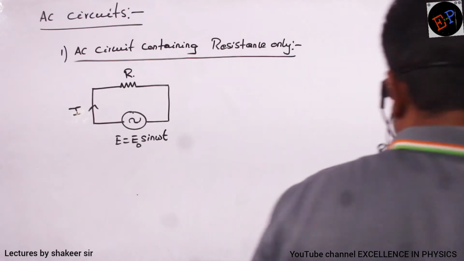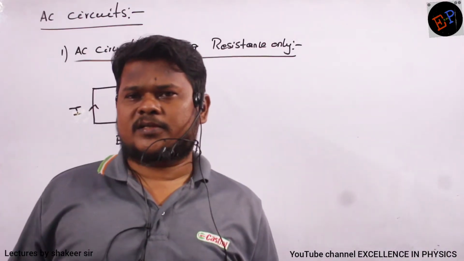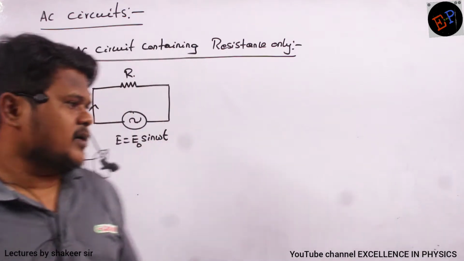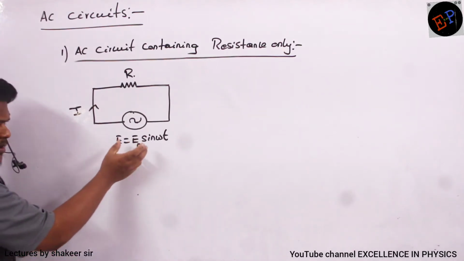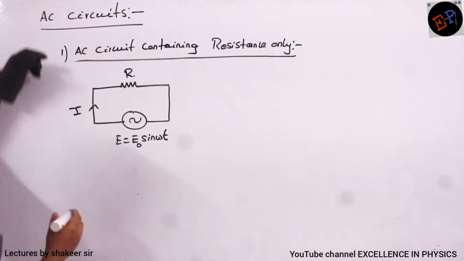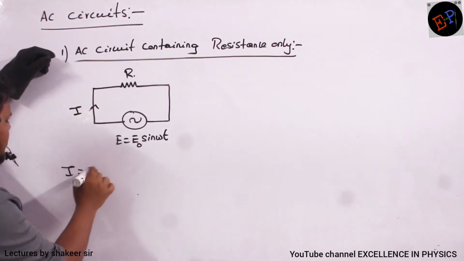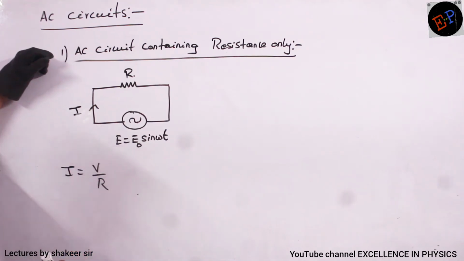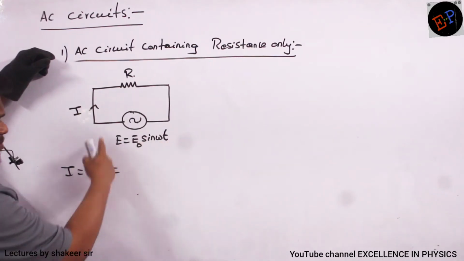See here. Now we are studying AC circuits. The first circuit which we are studying is a circuit containing only resistance. In this circuit only resistance is placed and we are giving this alternating source of EMF. Are you able to understand? Now I want to find an equation of current. We know that I is equal to V by R, by using Ohm's law. What is V here? This is the supply potential, no?